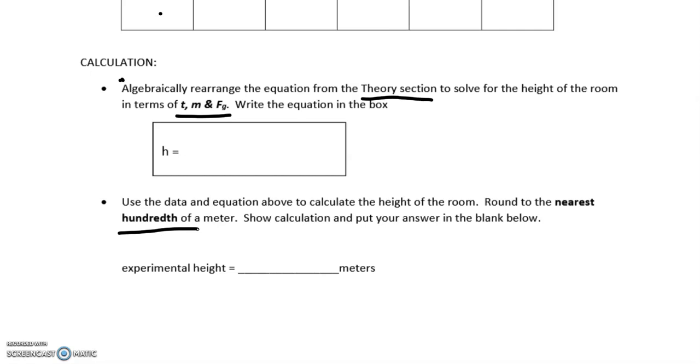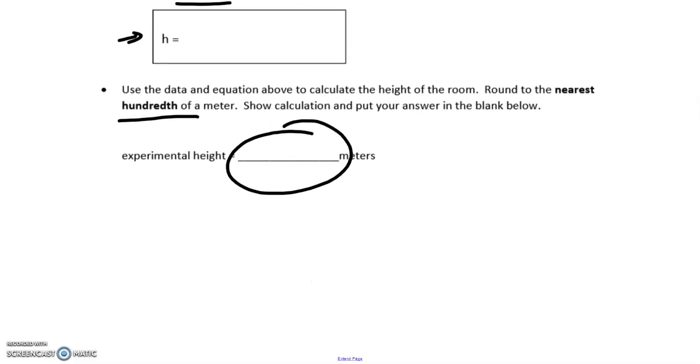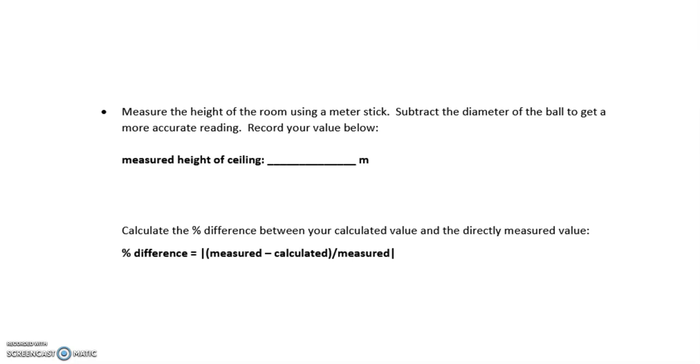If you get an answer that's consistent with that, that usually is a good sign. If you get something that's way off, then either you did your algebra wrong, or you did something weird in a calculator, or less likely you made a mistake in your measurements. Once you have that, round to the nearest 100th meter, and you're going to put the experimental height right here. Once you have that, and this is with your own group now, not as a class, you're going to get a meter stick, and this is the next page, and you're going to measure the height of the room with that meter stick, and you're going to record it here.